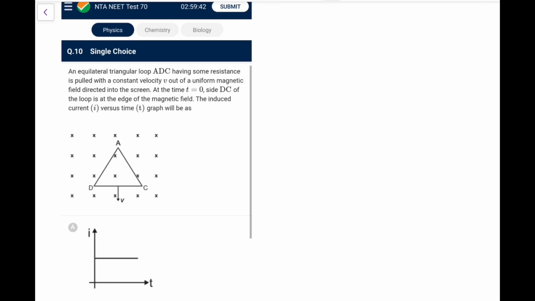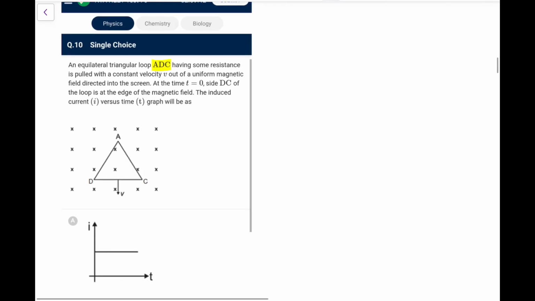Next one, an equilateral triangular loop ADC having some resistance is pulled with a constant velocity out of a uniform magnetic field directed into the screen. At t equal to 0, side DC of the loop is at the edge of the field. The induced current versus time graph will be. So what we can say, as it goes out, you can correctly see this progressive length decreases. So the change in EMF keeps on decreasing, and because of the symmetry it will decrease linearly, so that current will also decrease linearly with time.